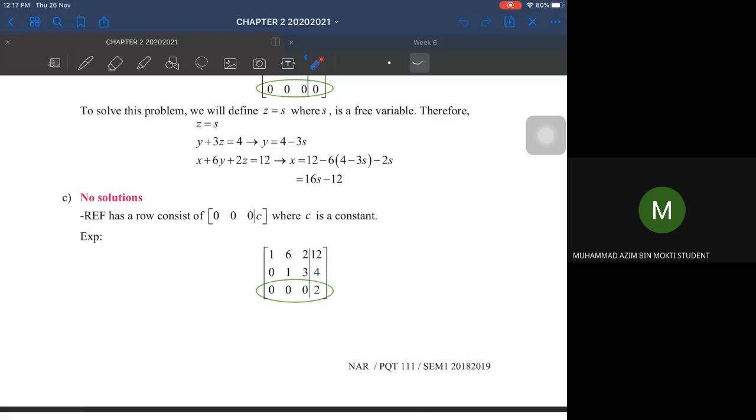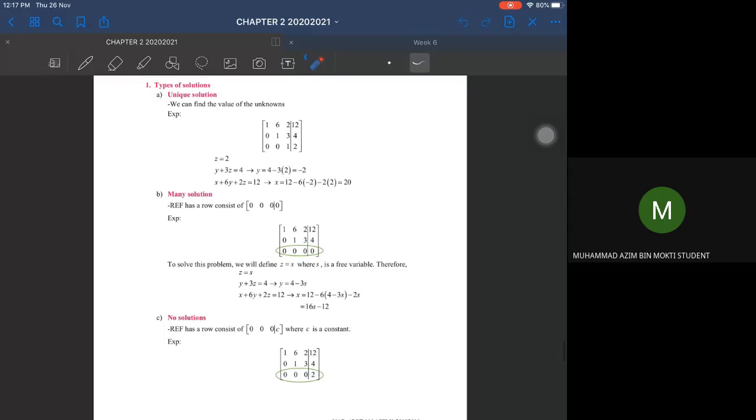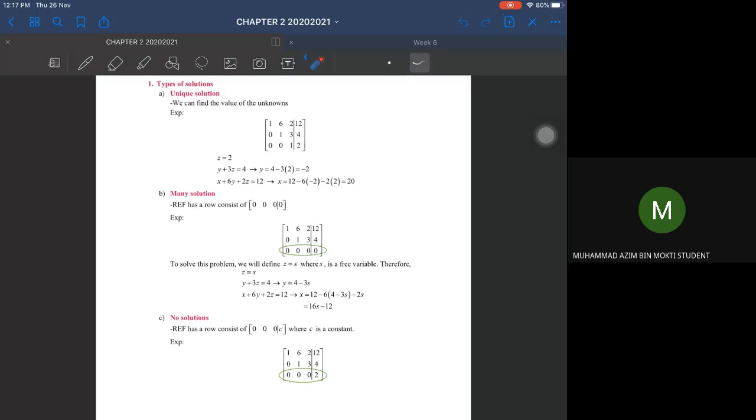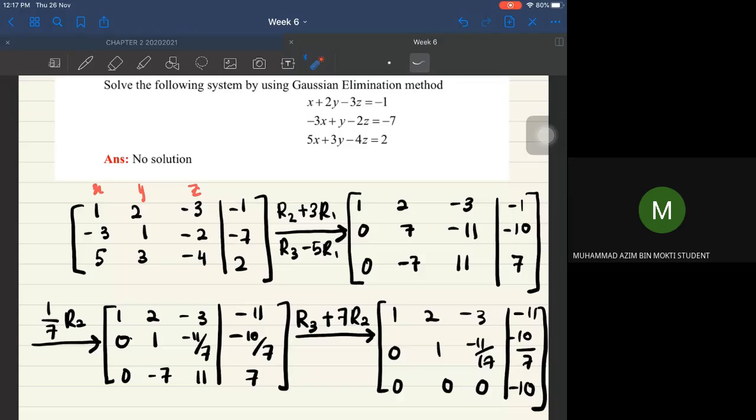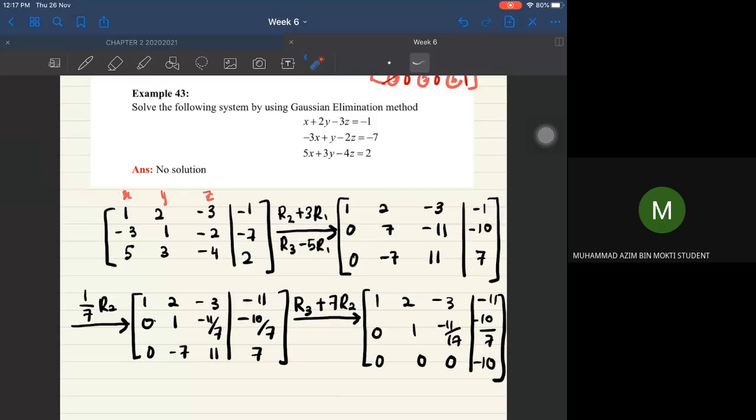So, if you compare the statement here, either unique, many or no solution, and what you have here, you rasa dia tergolong dalam kalangan yang mana? Dia tergolong dalam kalangan no solution. Sebab apa? Cuba you tengok dekat bawah ni. Kosong, kosong, kosong. And dekat sebelah kanan ni you ada value -10.